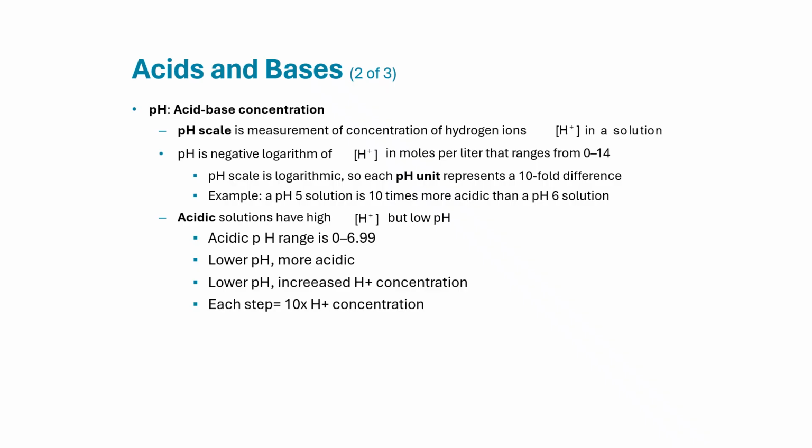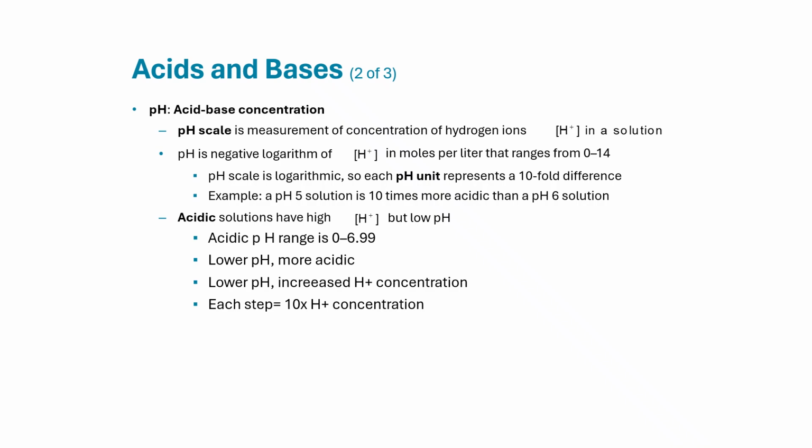So let's talk about pH. pH is a measurement of the concentration of hydrogen ions in the solution. We know that each pH unit represents a 10-fold difference. We're going to talk about that in a minute. If it's an acid, the pH range is anywhere from 0 to 6.99 on the pH scale.